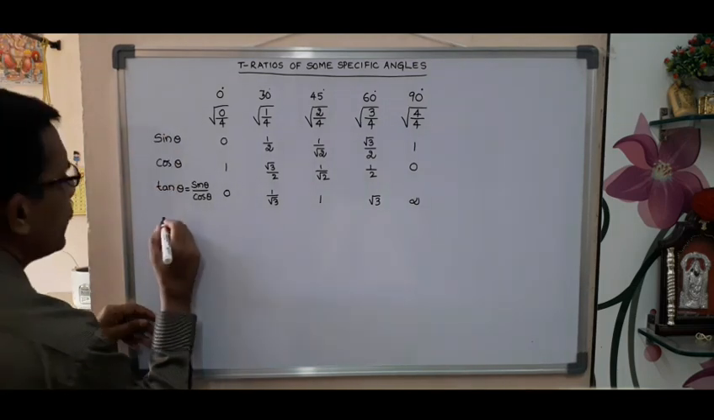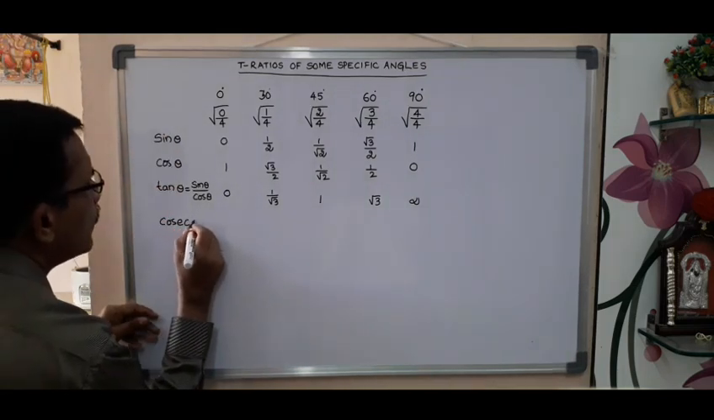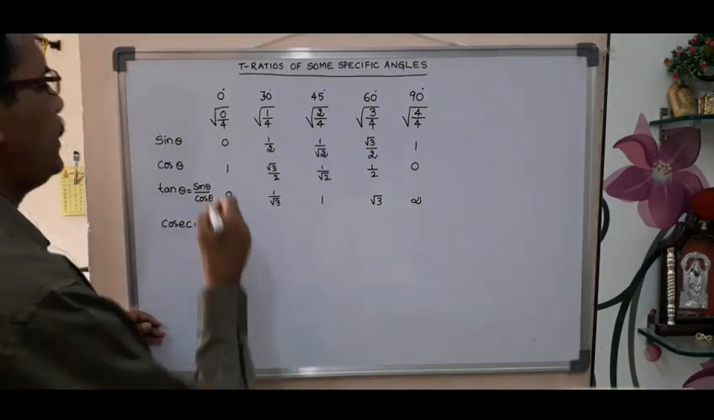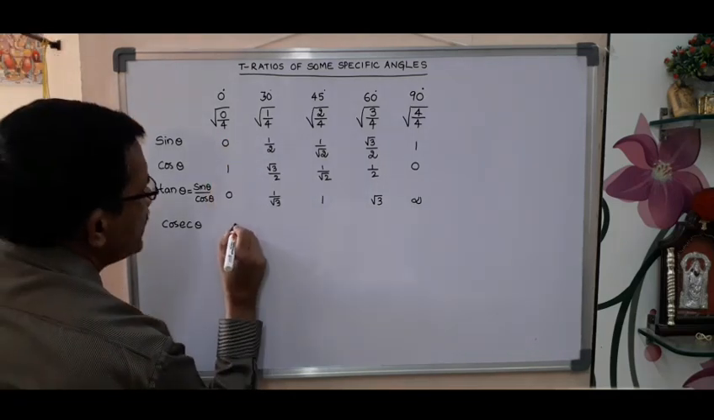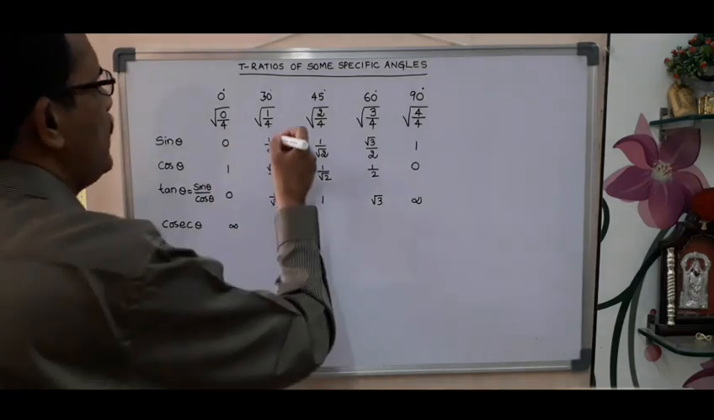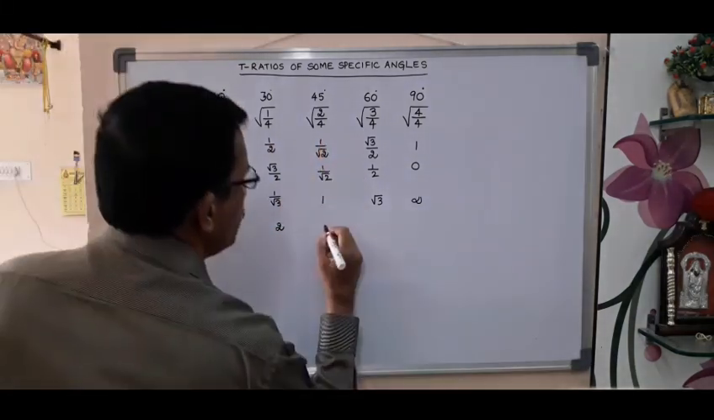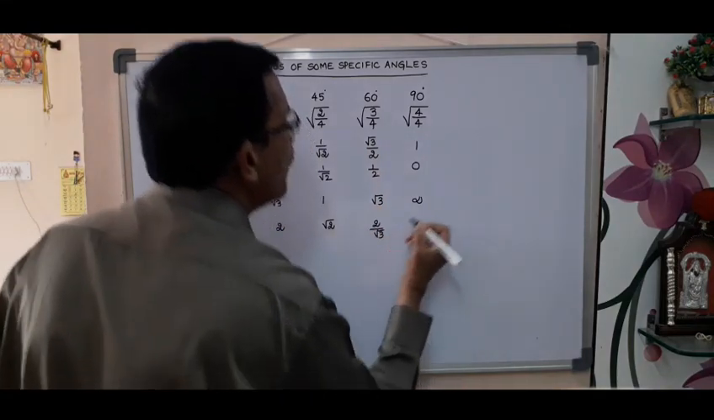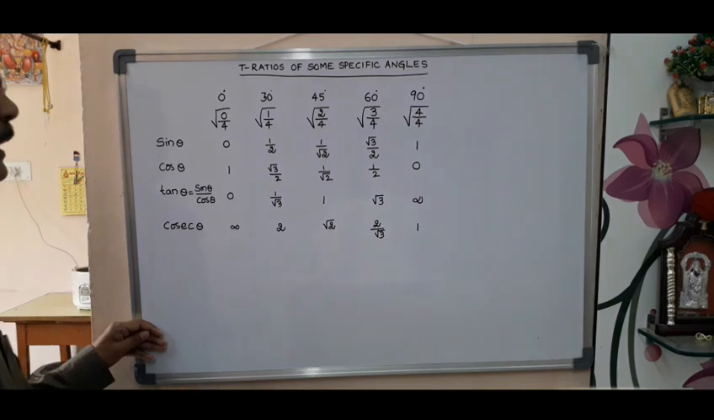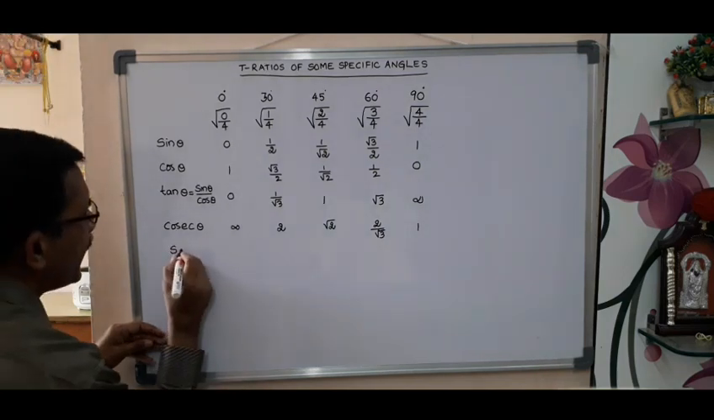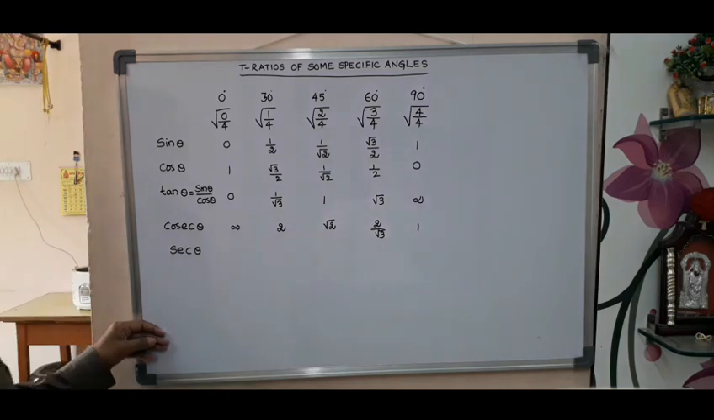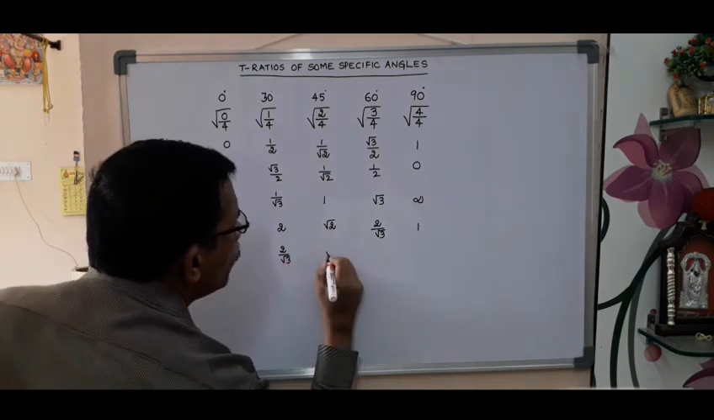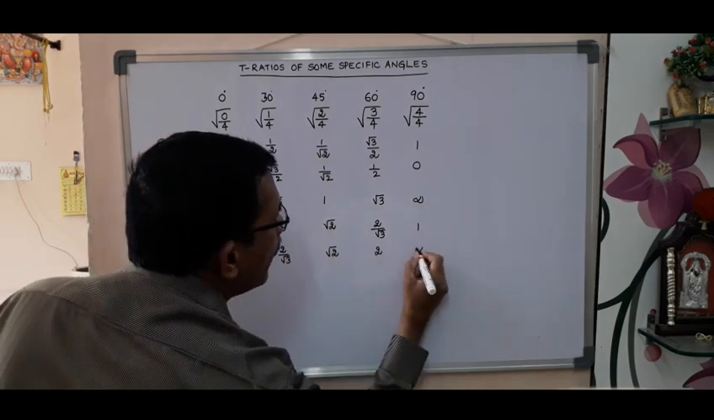Now, sin reciprocal is cosec. If we write the reciprocals of sin theta values, we get cosec theta values. So 0 by 1, it will become 1 by 0. 1 by 0 is not defined. 1 by 2 reciprocal, 2. 1 by root 2 reciprocal, root 2. Root 3 by 2 reciprocal, 2 by root 3. 1 reciprocal, 1 itself. These are cosec values. If we write them in reverse order, we get secant theta values: 1, 2 by root 3, root 2, 2 and not defined.